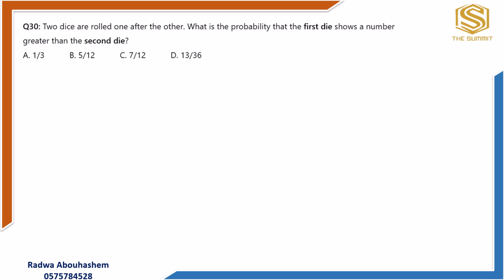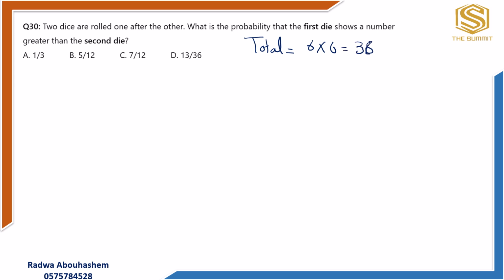Two dice are rolled one after another. What is the probability that the first die shows a number greater than the second die? Okay, so we have two dice. This means that the total outcome should be 6 times 6 equal to 36, right?